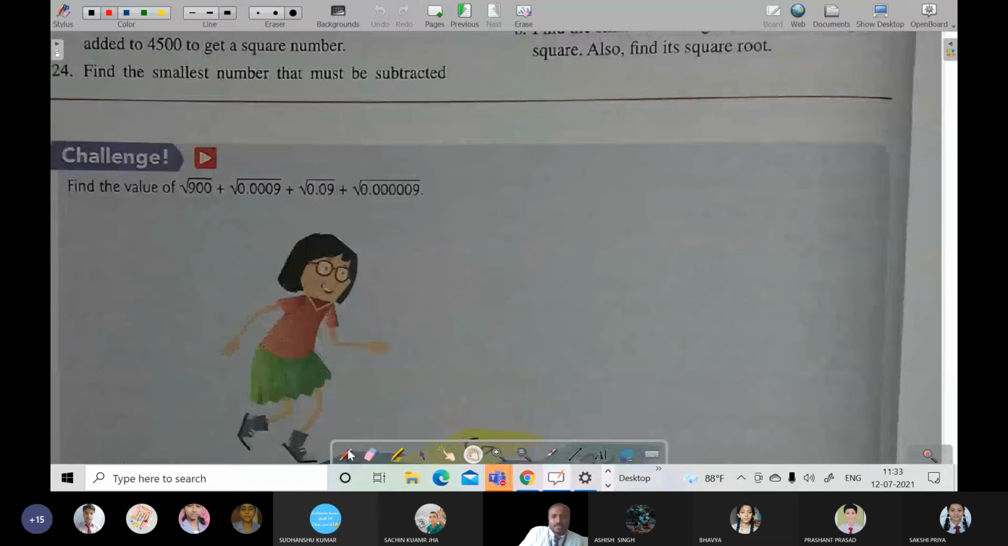Here, this root 900 will become 30. And there is 4, so of course it will become 0.03. And here it is 2, so it will become 0.3. Of course, you can use the long division method also to find such roots. And here it is 1, 2, 3, so 0.003, 0.0003, 3 will be in decimal. So it will become 30.3333.